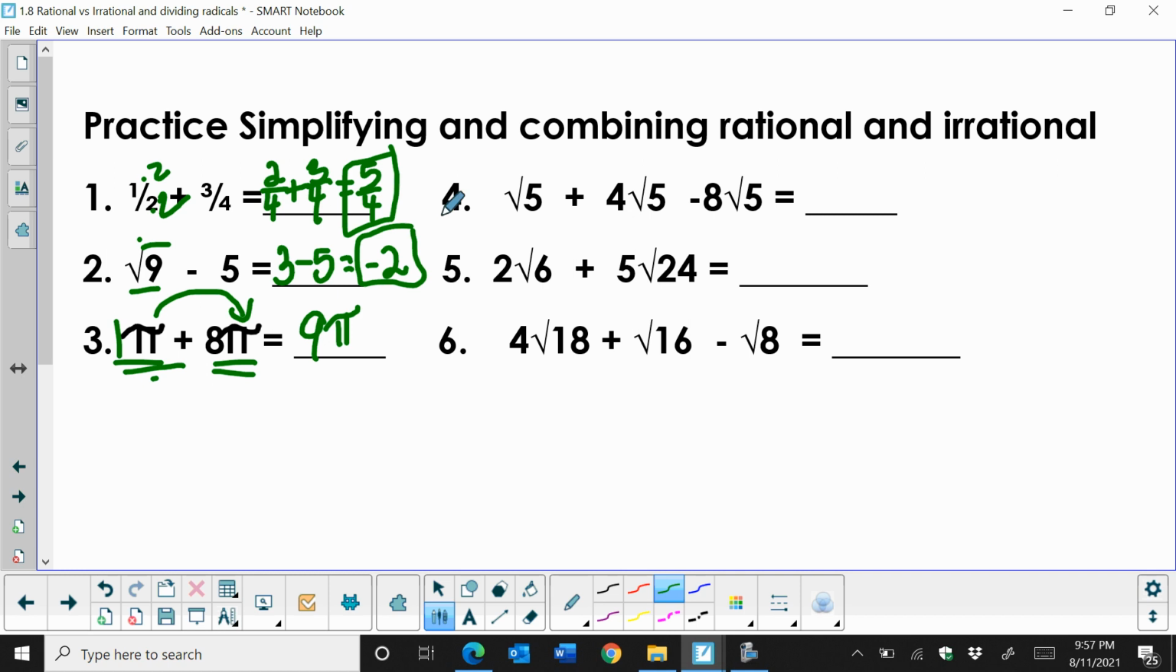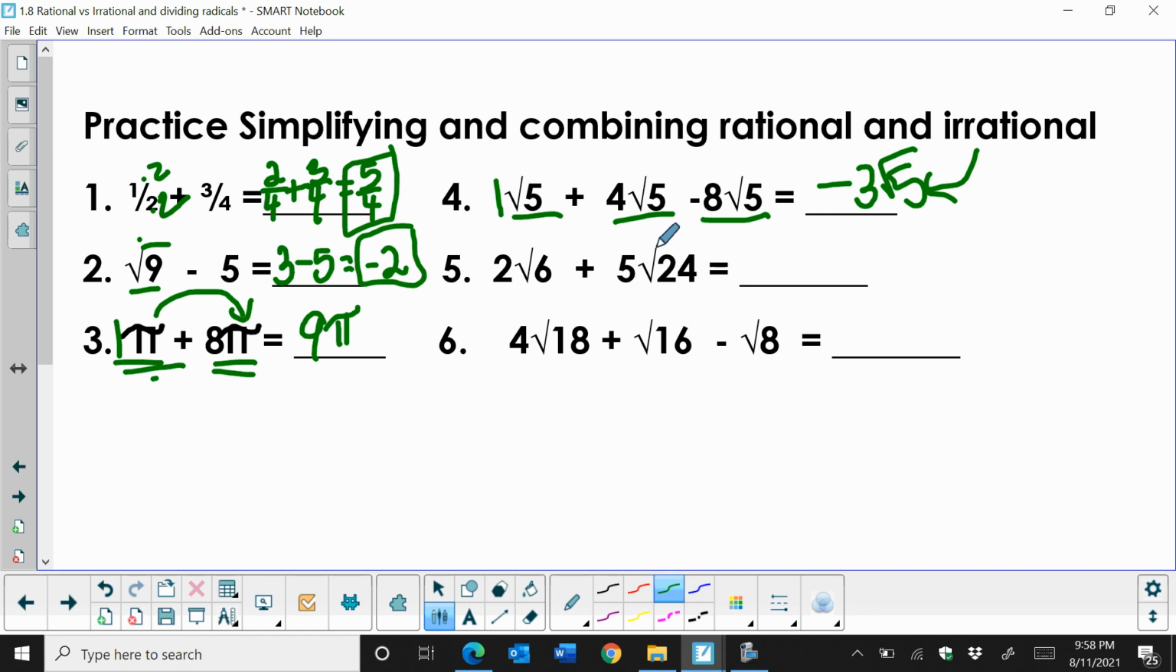Okay, let's look at number 4. We have the square root of 5 plus 4 square root 5 minus 8 square root 5. They're all irrational because they have radicals that won't simplify, but we can add those together because they're all the same radical. 1 plus 4 is 5 root 5. 5 root 5 minus 8 root 5 is -3 root 5. The answer is irrational.